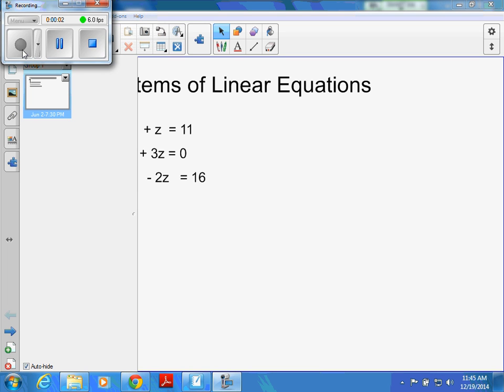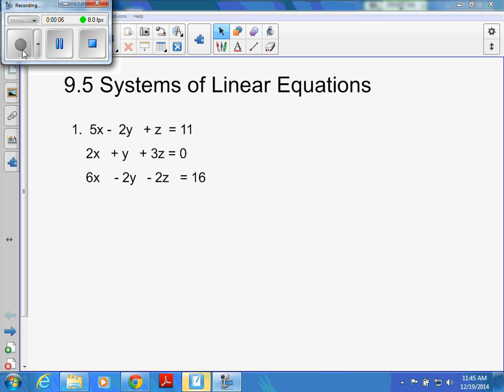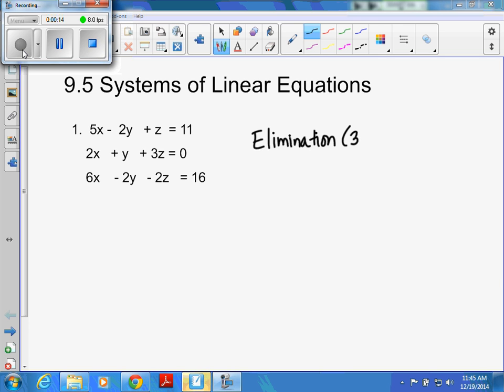Today we're going to learn how to solve systems of linear equations, and we're going to do it by using the elimination method, which we already did in this chapter, but we need to do it 3 times in this problem. What you're going to do is try to figure out what letter you want to eliminate, and it doesn't matter which one you eliminate, but you need to stick with the same letter.